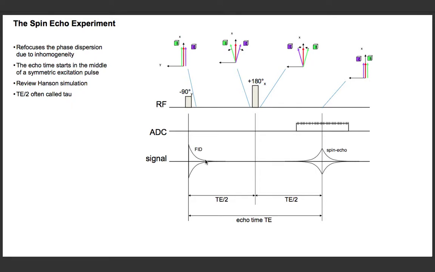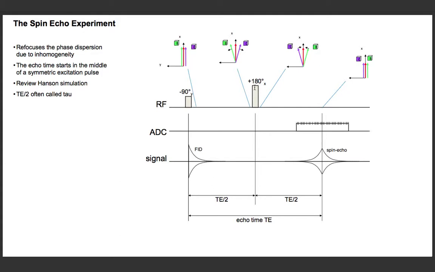And this decay now is a T2 star decay because when I first excite, right after the 90-degree pulse, everything is perfectly coherent and aligned with the x-axis. But if I give this a little time to evolve, I'm going to get phase dispersion like this. So this total signal is going to decrease faster than if everything was just perfectly on resonance. So this FID will actually decay relatively quickly. Then at this point in time, I do a 180-degree pulse along the x-axis.